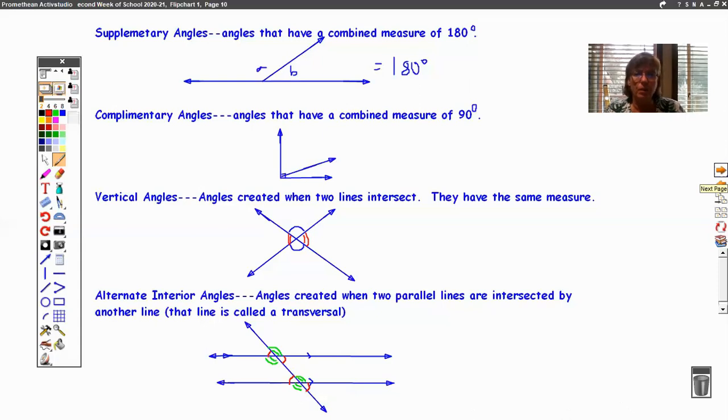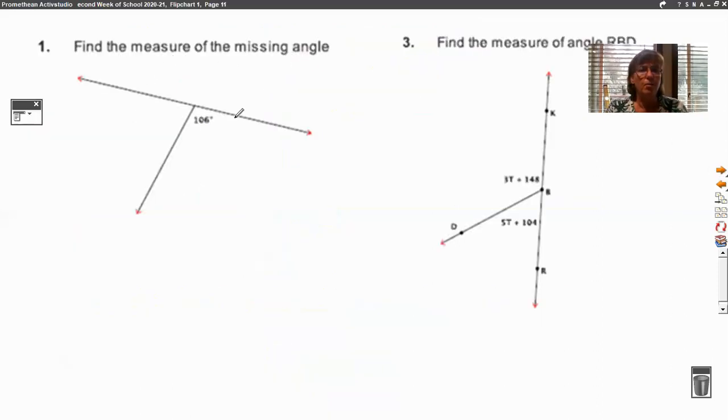So at this point, you're going to probably need to stop your videotape. Make sure that you have all of these in your notes, okay? And of course, you'll probably want to just stop right here and make sure you get all these written in your notes, and then we'll go on, okay? The first one, pretty easy, find the measure of the missing angle.